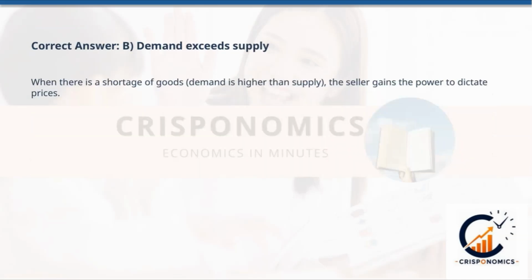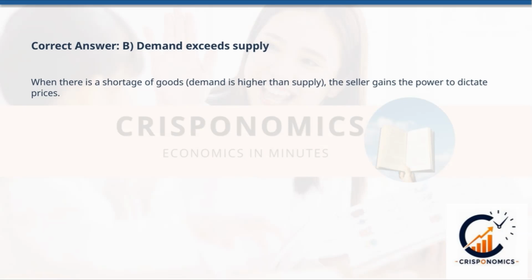When there's a shortage of goods, it means demand is higher than supply. In this situation, the seller holds the power. They can set prices because buyers want the product more than it's available. This imbalance shifts control to the seller, who can dictate terms. Understanding this dynamic helps us see how markets respond when products are scarce, and why prices rise when demand outpaces supply.